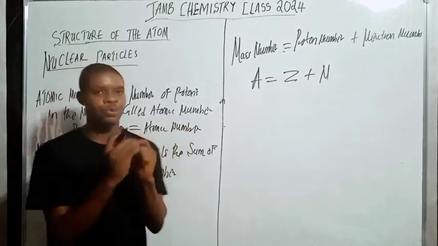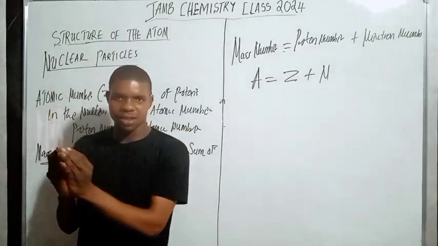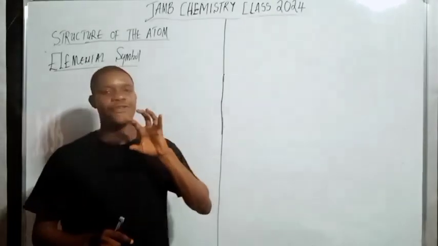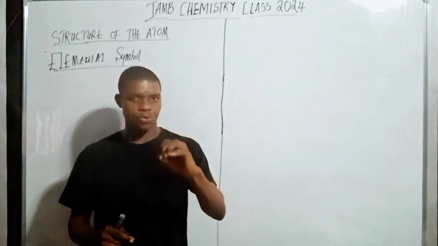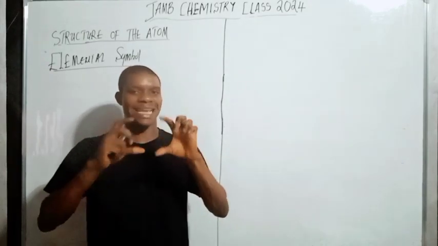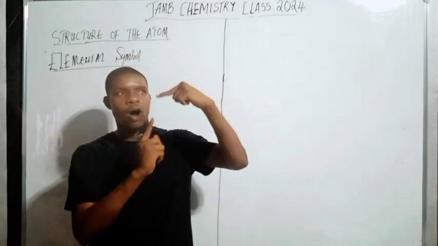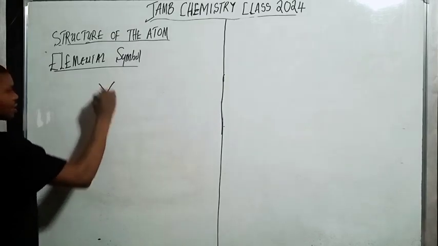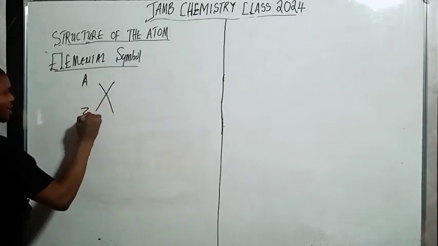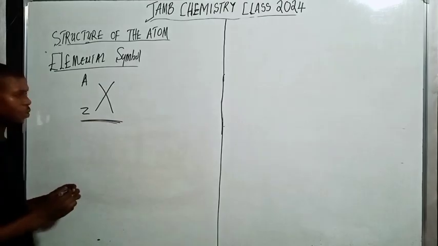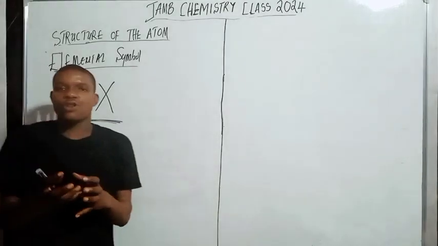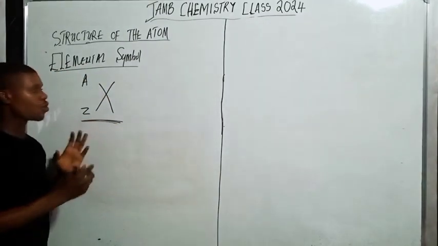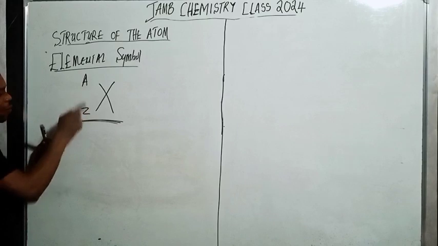This is the first thing you want to take note of because they are the fundamentals. You get the elemental symbol. If you look at the element in the periodic table, you find that the element has something at the top and something at the bottom. Let's say this is an element X. You have A and Z. This is called the elemental symbol. And the atom behaves like the element, so you can also say atomic symbol. So every atom must have A and Z.